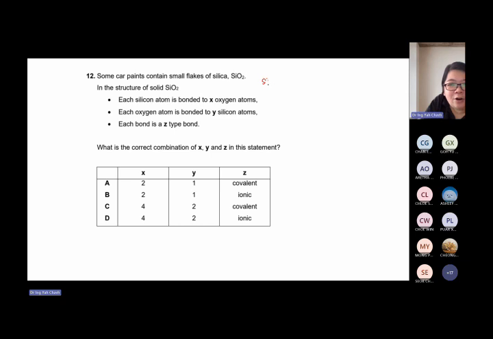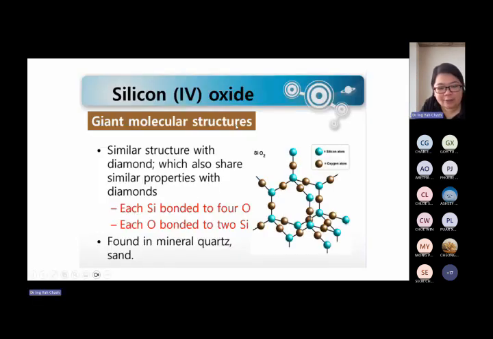Okay, silicon 4 oxide. It's the systematic name of this SiO2. Now, this SiO2 actually has a giant covalent structure. I'll show you the next slide, which is my slide in chapter 5. So this silicon 4 oxide has a giant molecular structure, or we call it giant covalent structure, that looks like this. Look at the diagram, it's easier to see the diagram.